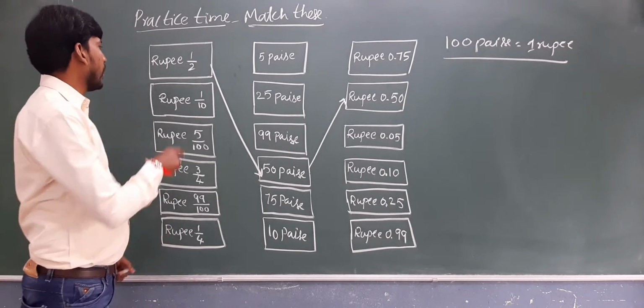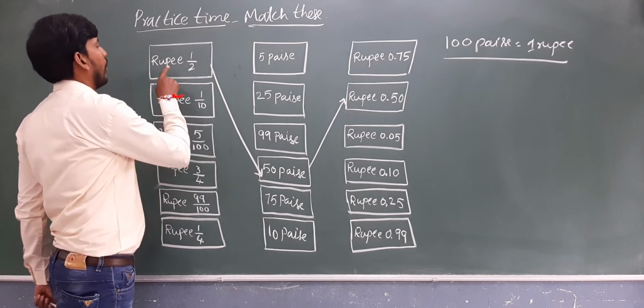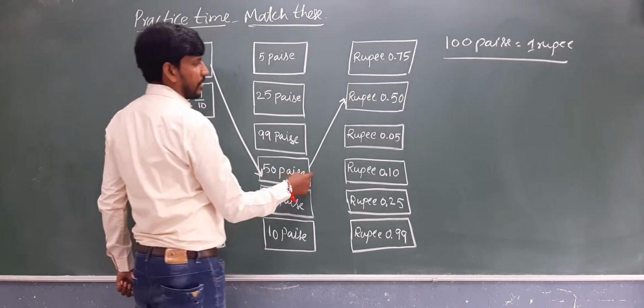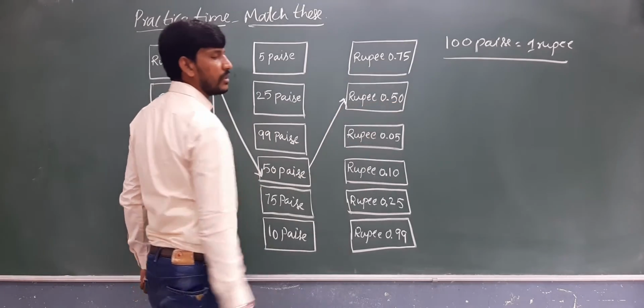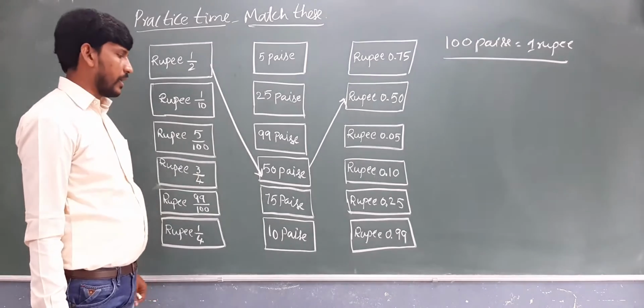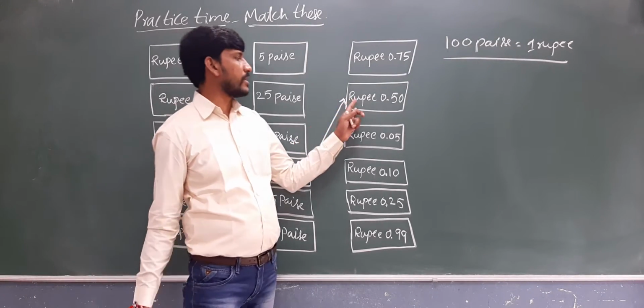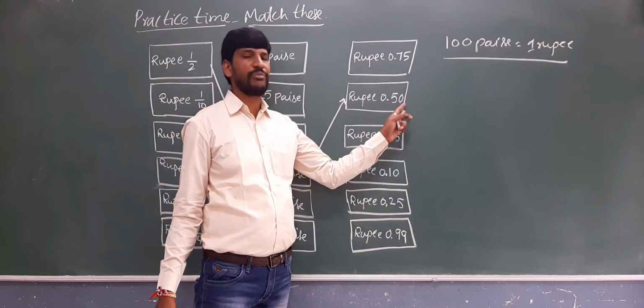Okay? Now see this here. They have given one example. Rupee 1 by 2 is nothing but 50 paise. 50 paise is nothing but rupee 0.50. Clear? So 1 by 2 is nothing but 50 paise, and 50 paise can be written in terms of rupee as 0.50.